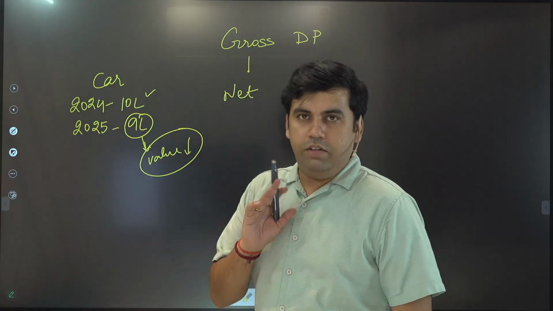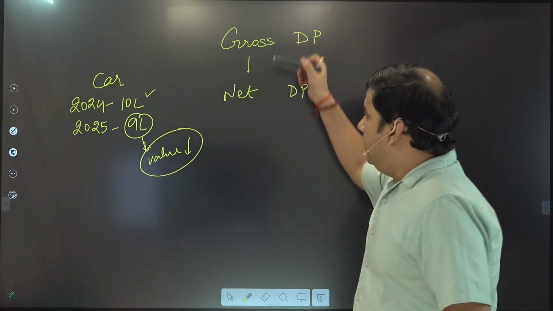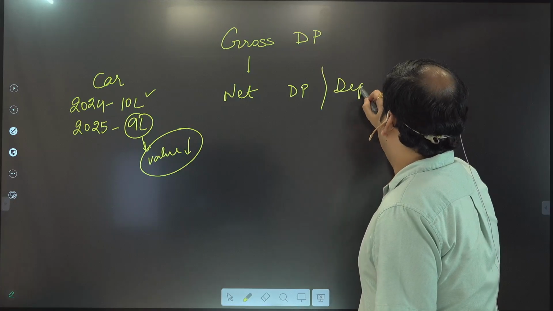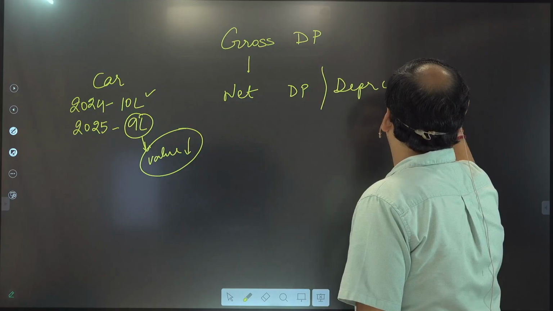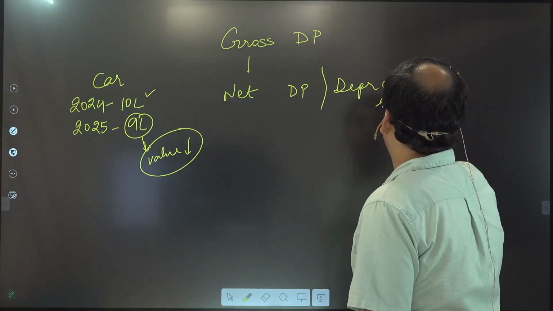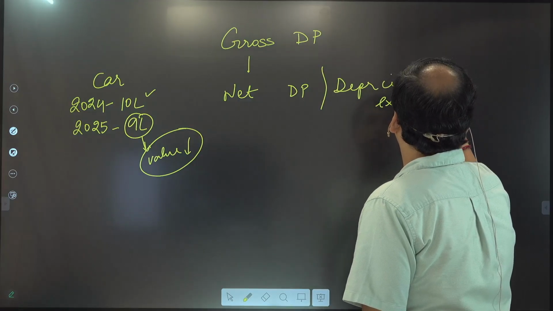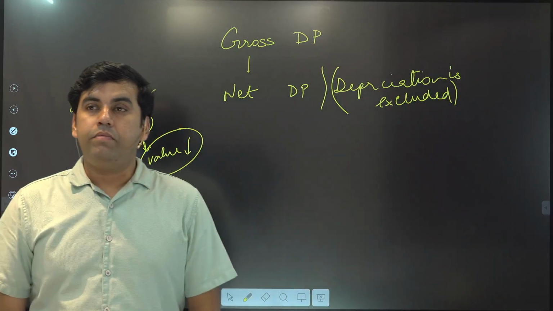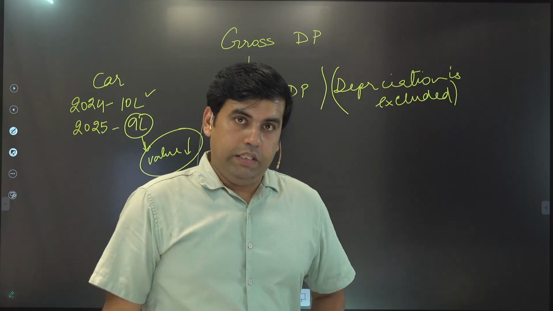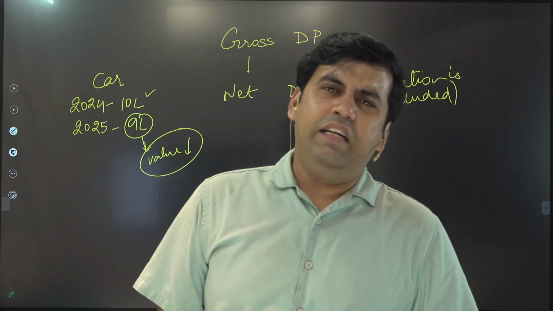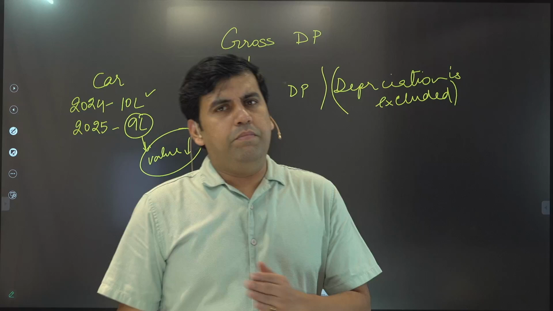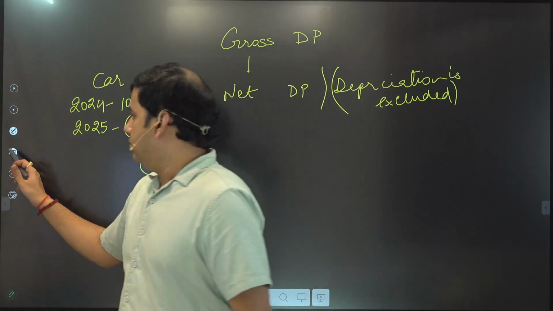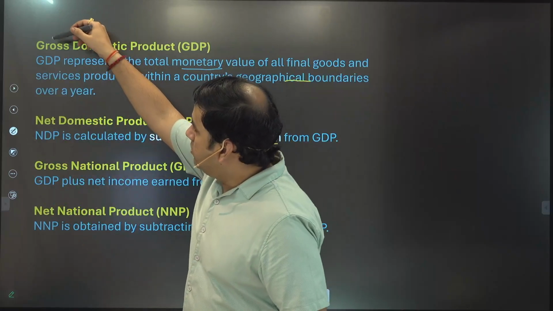This is the first case. This is the reason why depreciation is excluded, to get a better count. Wear and tear, losses, all those things are being removed. So this is how gross became net.